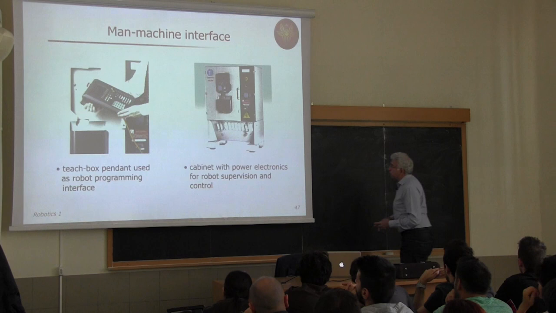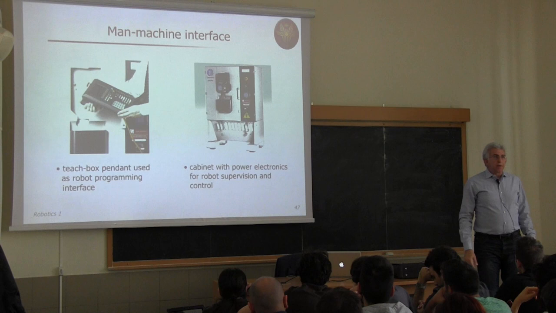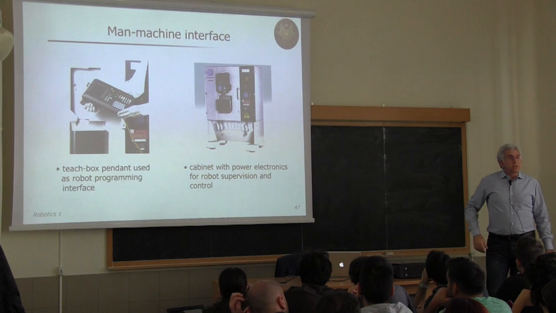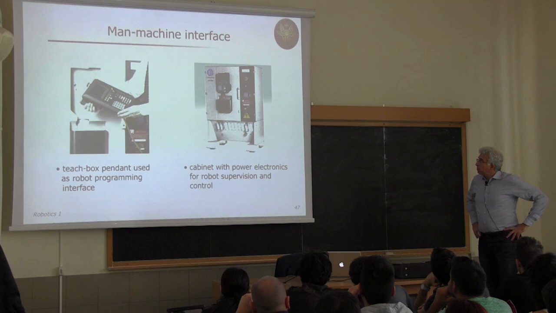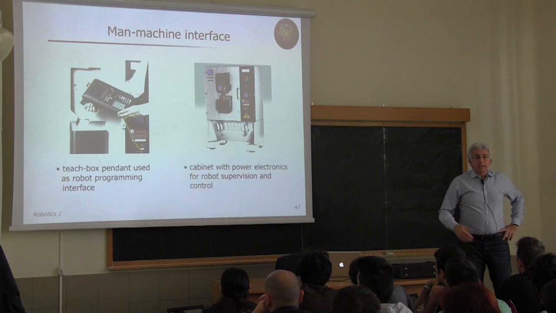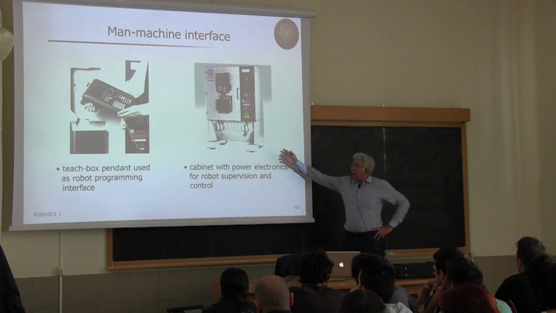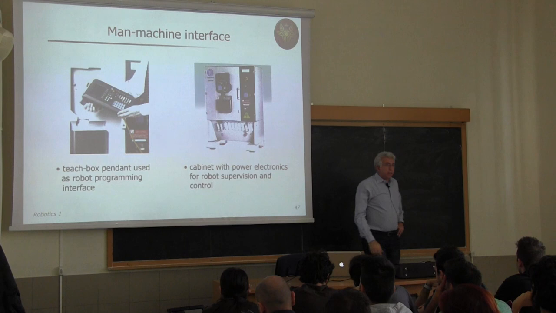This teach box is usually placed, when the robot is in operation, in this cabinet, which contains, as we mentioned already, all the power electronics that enables driving the electrical motors, typically now, that actuate the robot motion, and that are connected to the rest of the factory floor through digital or analog input-output ports. So you have serial ports with standards like RS-422 or whatever. They may also have an IP address, so that you have an Ethernet connection, either on cable or wireless, depending on the situation.